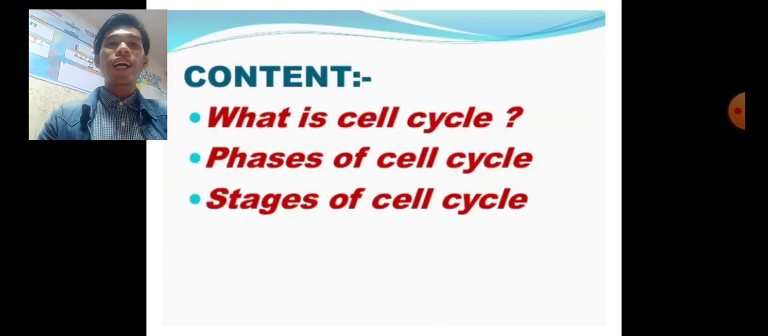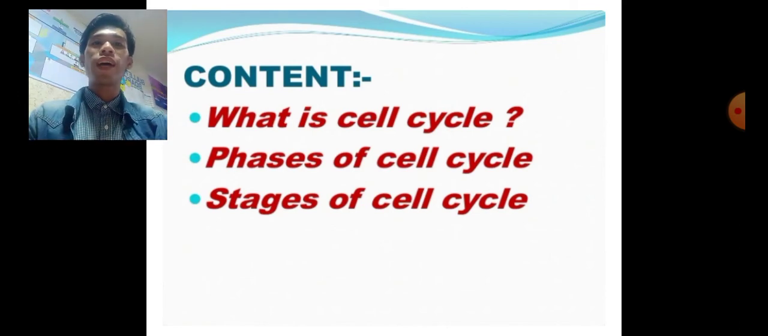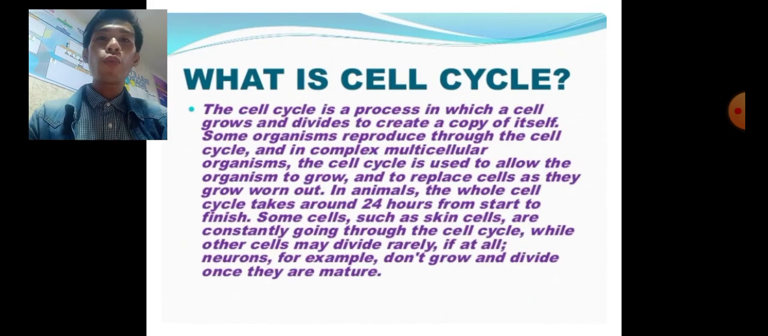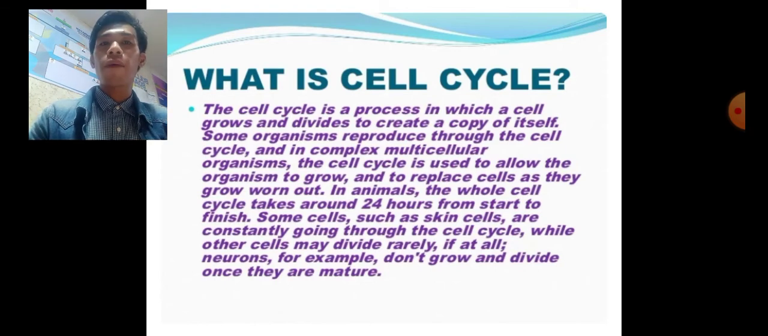In discussing this lesson, I am going to discuss different content. First, what is the cell cycle; second, the basis of the cell cycle; and lastly, the stages of the cell cycle. Before we discuss further our topic this morning, I am going to differentiate what the cell cycle is. The cell cycle is a process in which a cell grows and divides to create a copy of itself.